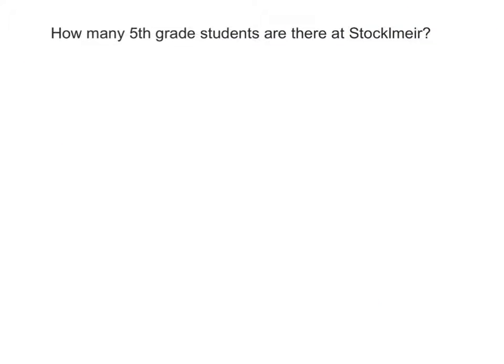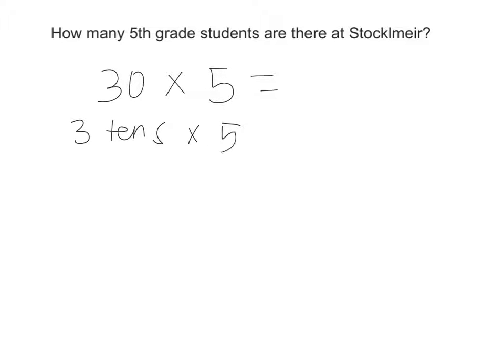What I hear you saying is if we're trying to figure out how many 5th grade students there are at Stockelmeyer, you guys don't need to write this down, we can think, okay, every class has about 30 students. Does every class have exactly 30 students? No, but we could say every class has about 30 students, and there are 5 classes. Could I do this really quickly in my head? Yeah. How many is 30 times 5? I can think that this is 3 tens times 5. And so I could do 3 times 5 times the 10, right? So what's 3 times 5?